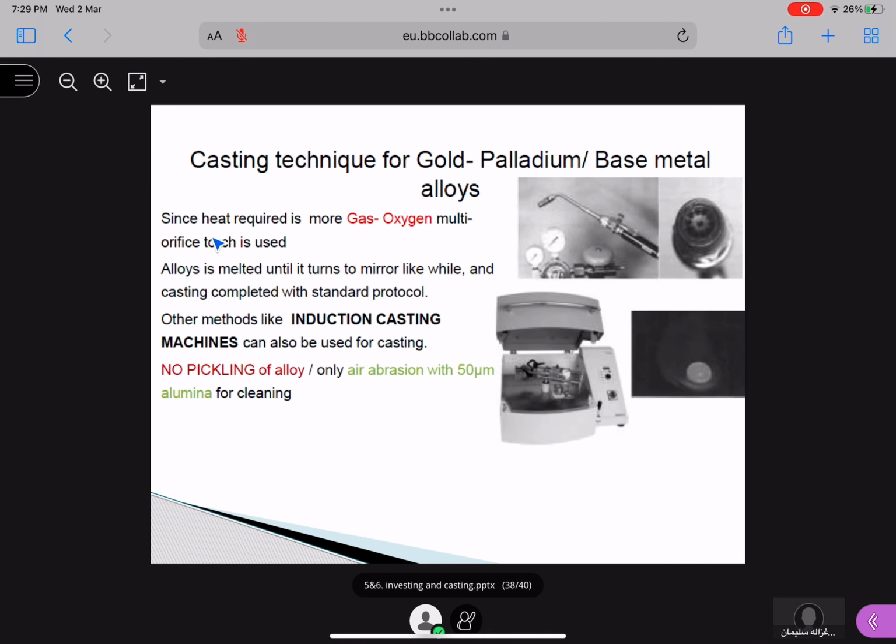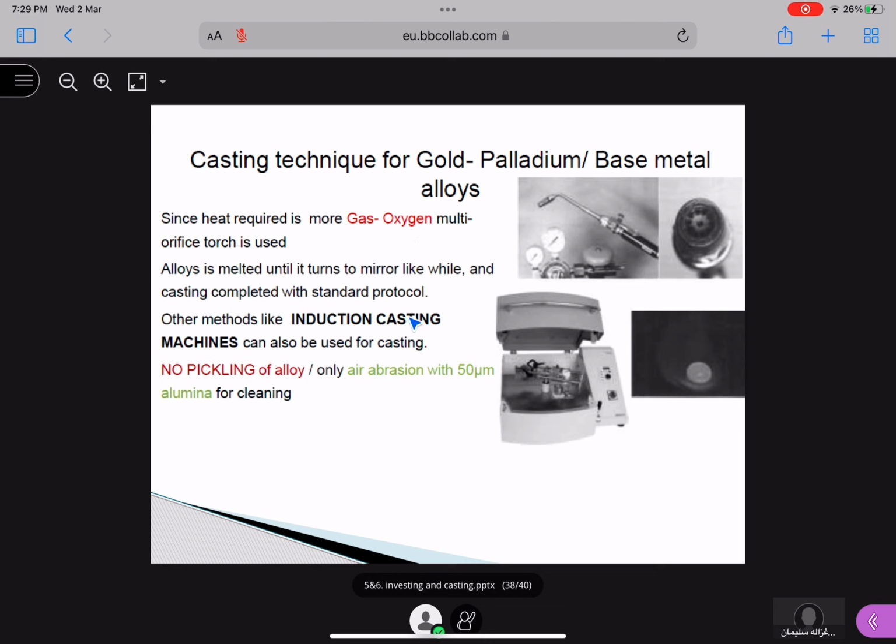What is the casting technique? Since more heat is required, a gas-oxygen multi-orifice torch is used. The alloy is melted until it turns mirror-like white, and casting is completed with the standard protocol. There it is more like a golden color, and here it will be mirror-like.